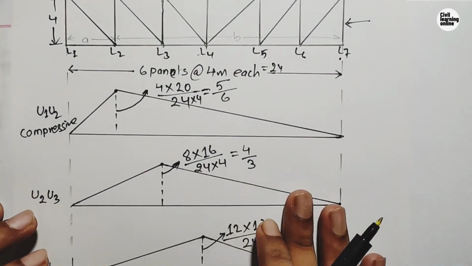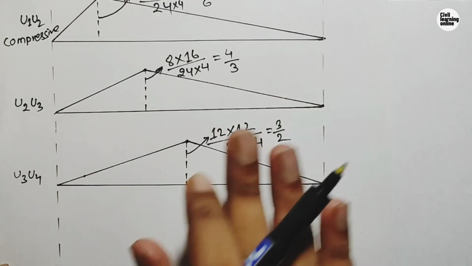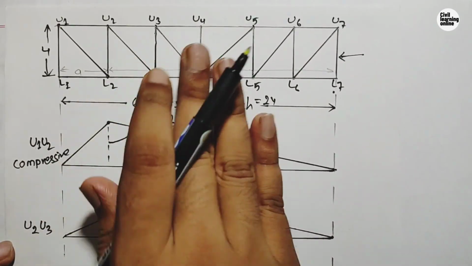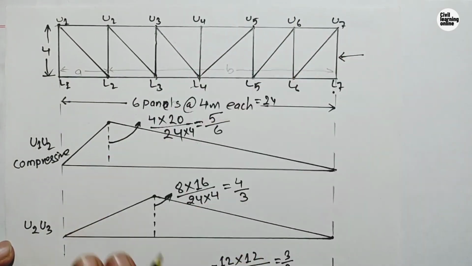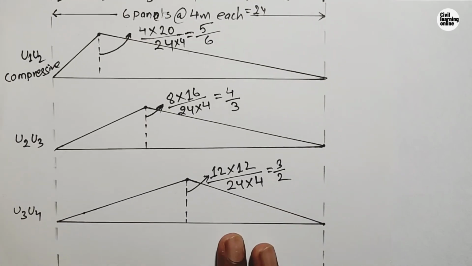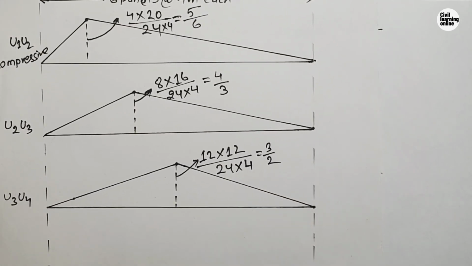I hope you understood this step. Now this much was for the upper chord member. We do not need to solve further, because after u4 it is symmetrical and the value of the height of the influence line diagram will be repeated. So let us move toward the solution of the lower chord members.